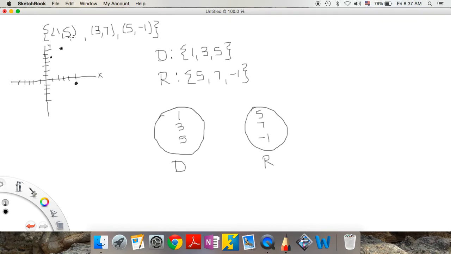In this first ordered pair, 1 goes to 5, and then 3 goes to 7, and 5 goes to -1. So this is a circle mapping of the same relation. We've got a list of ordered pairs, a picture, and a circle mapping that's possible for each of those.